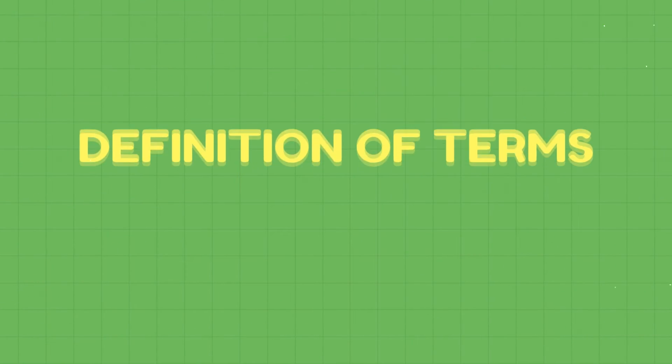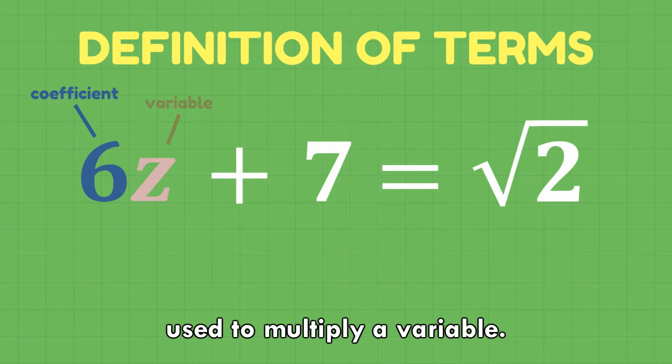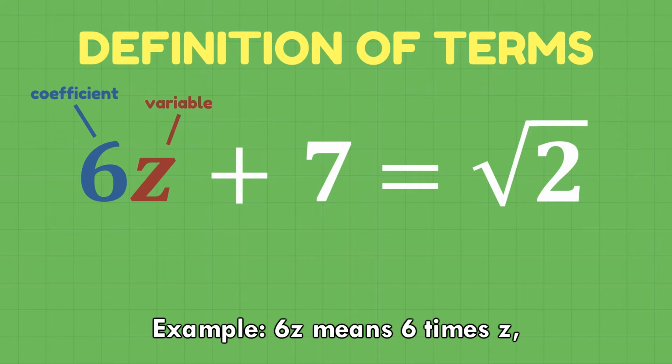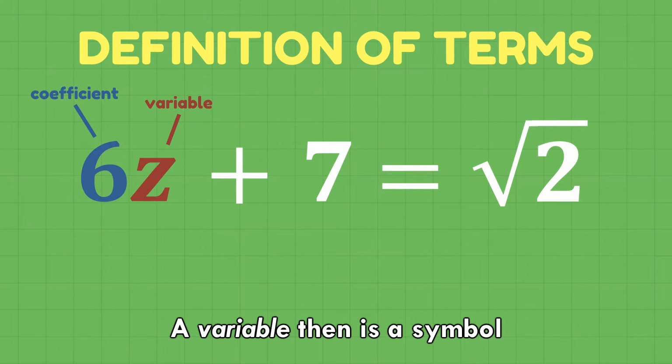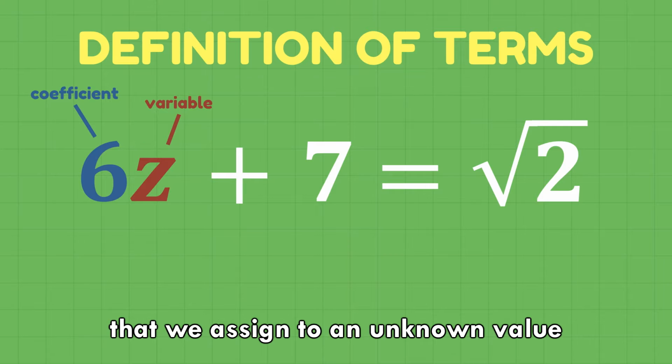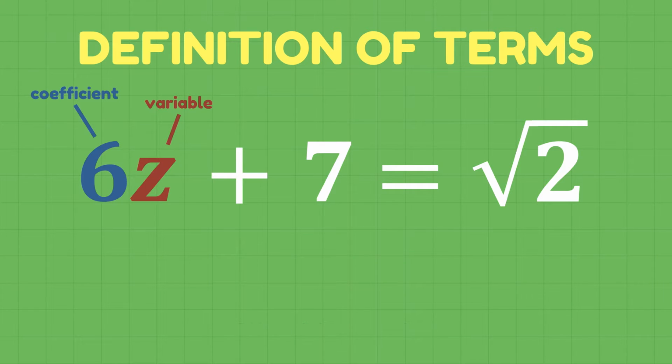Definition of terms. A coefficient is a number used to multiply a variable. Example, 6z means 6 times z, and z is a variable, so 6 is a coefficient. A variable then is a symbol that we assign to an unknown value. It is usually represented by letters such as x, y, or t.